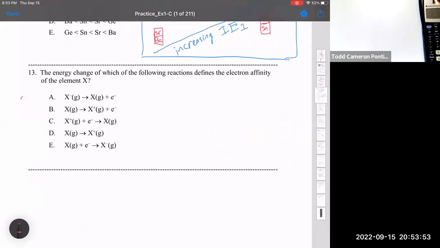The energy change of which of the following reactions defines the electron affinity of element X? Choice E. Electron affinity is adding an electron to the neutral element in its gaseous state. And when you add an electron to a neutral element, you're going to turn it into its anion with a negative charge. So by definition, electron affinity is an atom as a gas plus an electron yields the -1 charge.